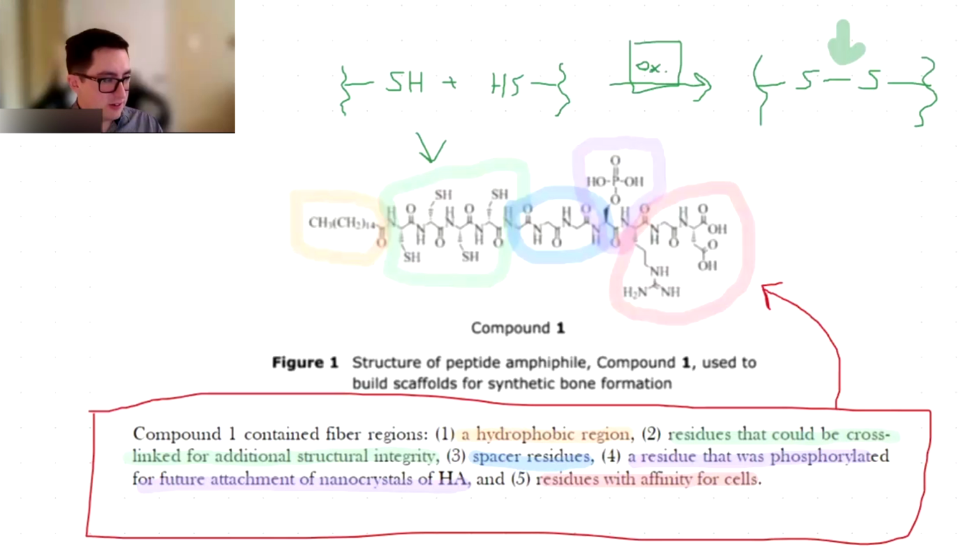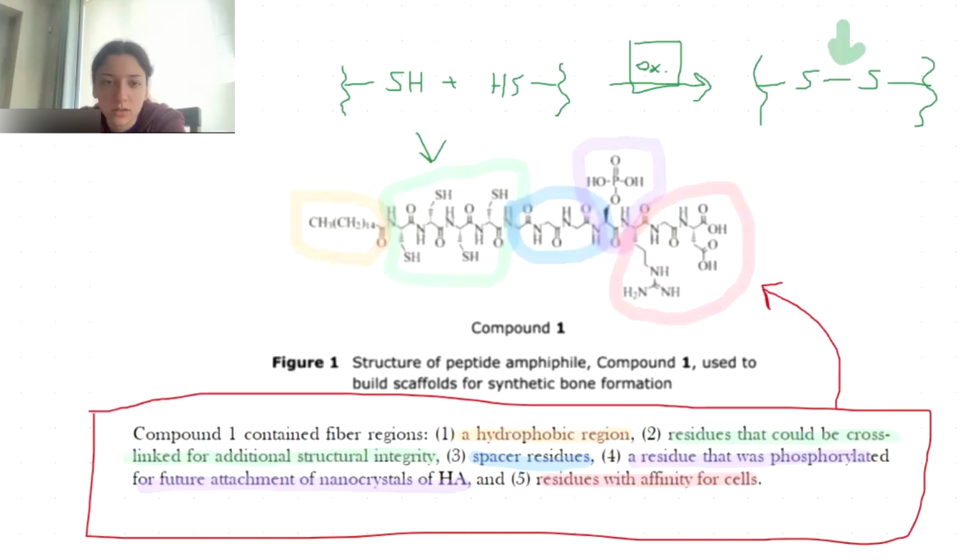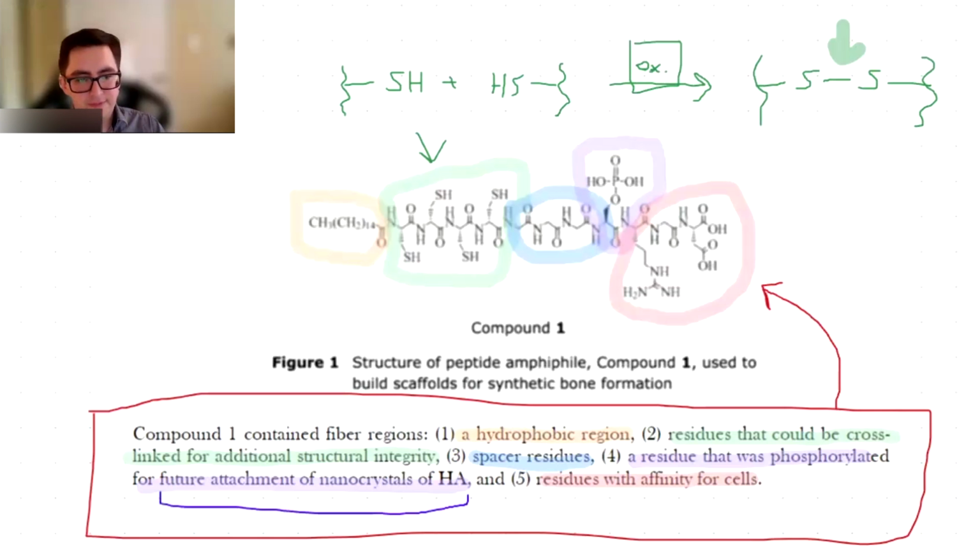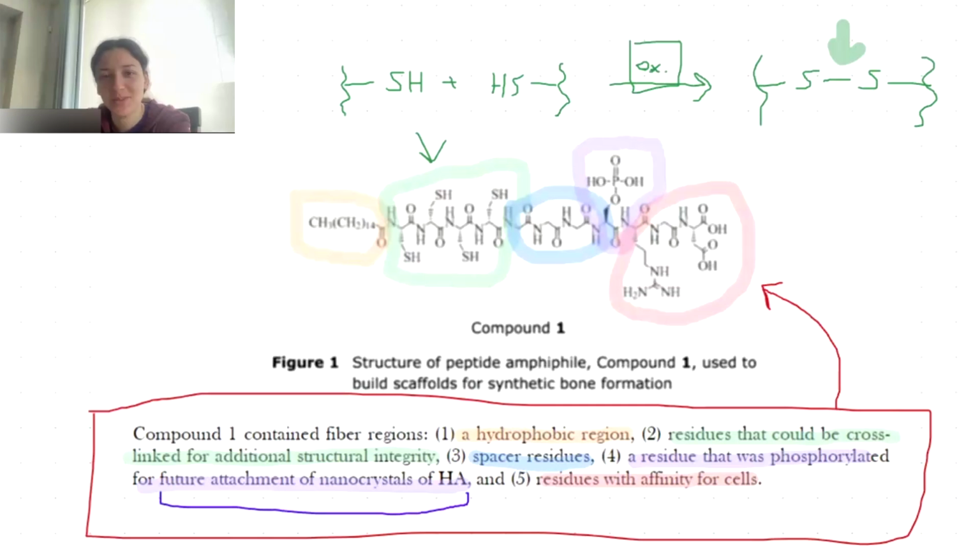Okay, and then the final question was which amino acid was incorporated into compound 1 as a future site of covalent attachment to HA prior to mineralization. So how did you approach this one? So this one would be the one that's like region 4, because that's the one that's for future attachments of HA. Yep. And then I just guessed one of the names, but this one was a good guess. Yeah, it was a good guess.